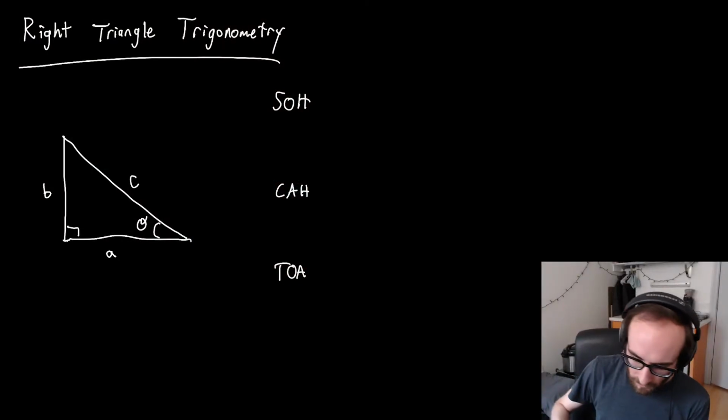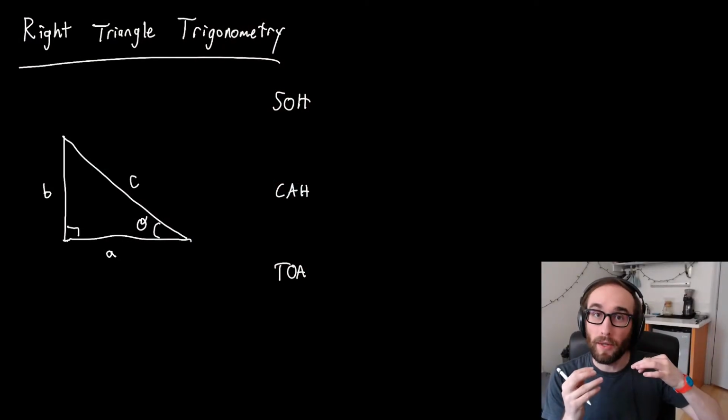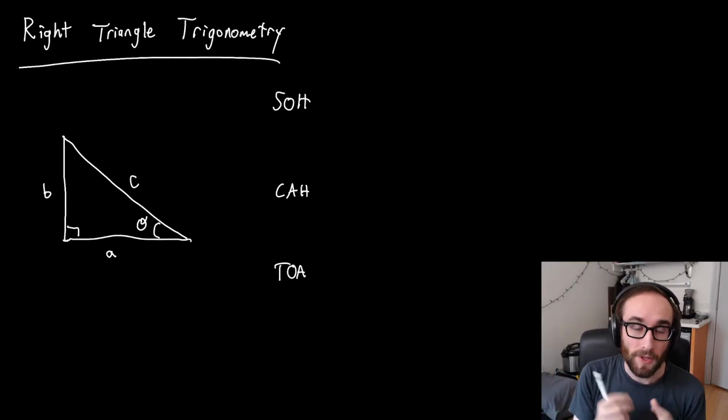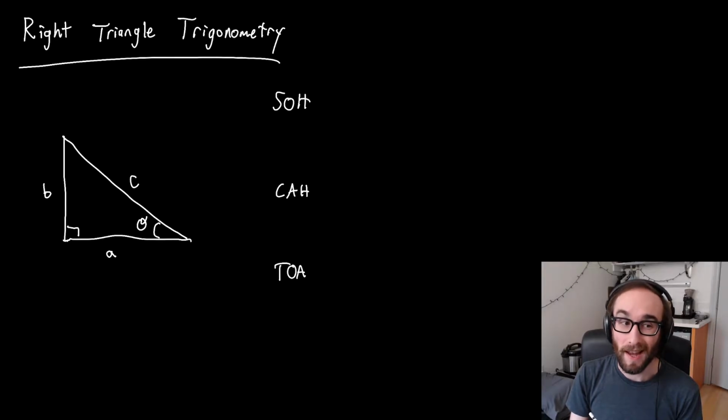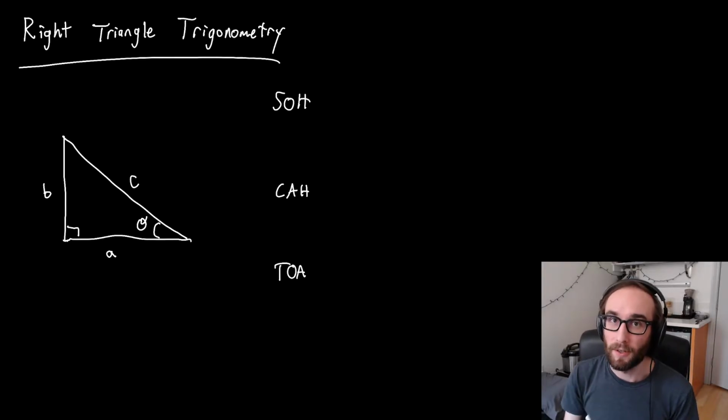Okay, so to start off, right triangle trigonometry is something we learned in geometry, and you might remember SOH CAH TOA, which is a way to remember the different ways that we can write sine, cosine, and tangent of an angle in terms of the side lengths of the right triangle it's associated with.